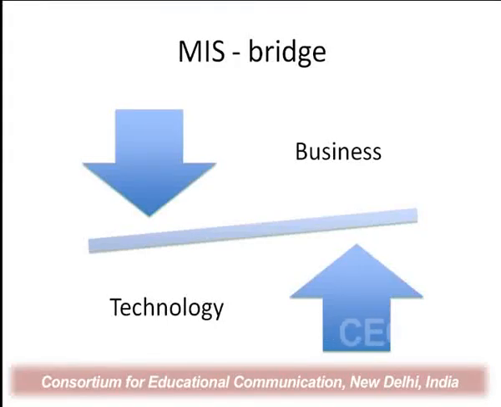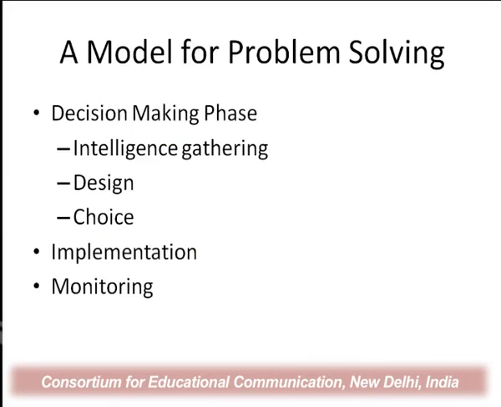So, if we look at this, it shows clearly that MIS is a bridge between technology and the business sector. It acts as a balance, and the MIS personnel, the people who are developing the MIS, are also acting as a bridge between the two sectors. That is how they can balance the two different domains, so that one can act as a complement for the success of the other, how technology can be used as a complement for the success of any business enterprise. So, basically MIS is nothing but a model for problem solving.